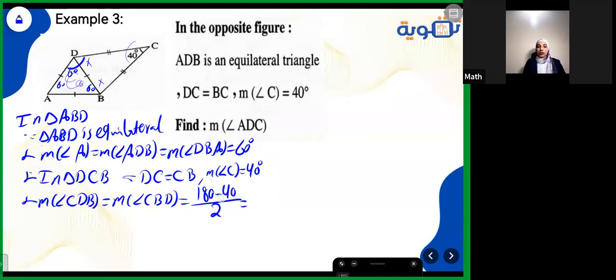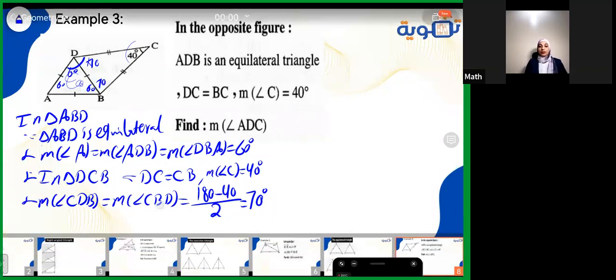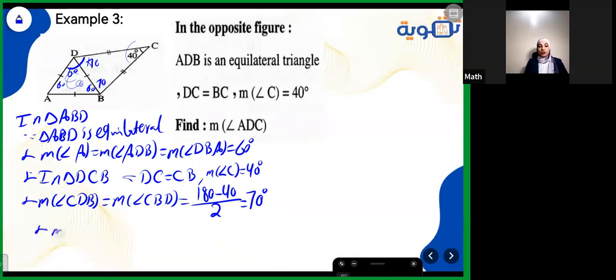180 minus 40 is 140. 140 divided by 2, each one will be 70 degrees. So this angle here is 70, this angle here is 70. Then measure of angle ADC will be the sum of these 2 angles together, 70 plus 60. So it will be 130 degrees.